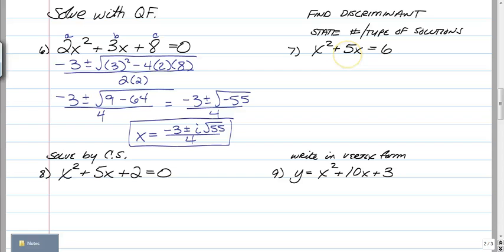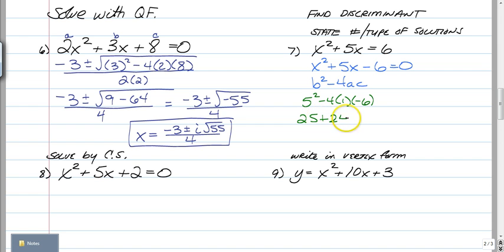First thing again, just like the quadratic formula, you must write this equal to 0 before you can start. So you have to subtract that 6 back over to the left. We still have our a, b, and c, but the discriminant is just b squared minus 4ac. So that means we're going to have 5 squared minus 4 times 1 times the negative 6. And that's going to give us 25, and this is going to be plus 24. So we have 49 is our discriminant. Now that's the discriminant.